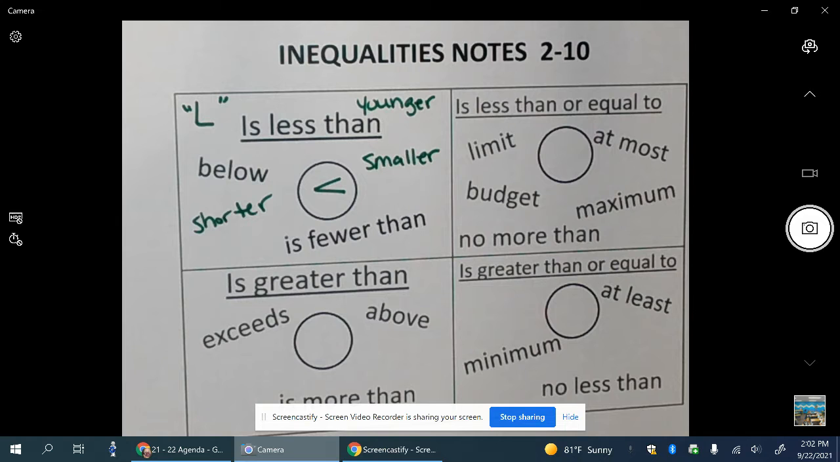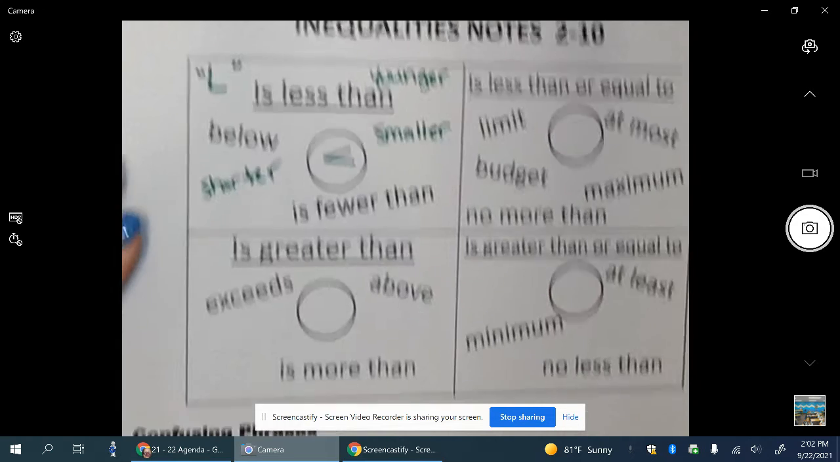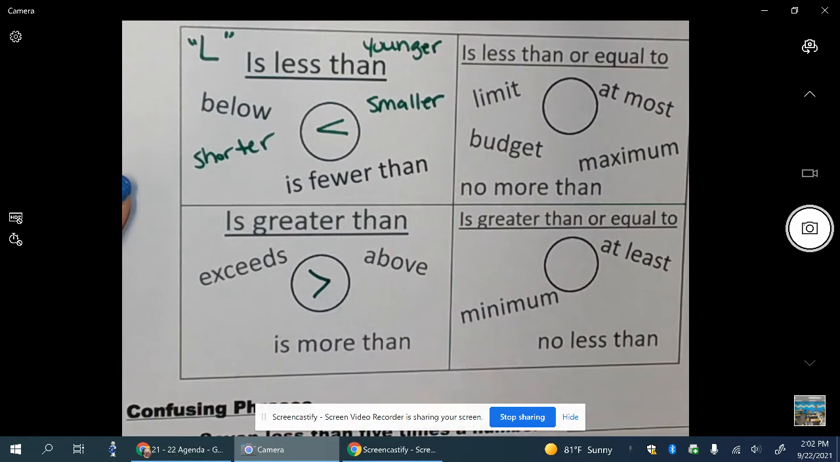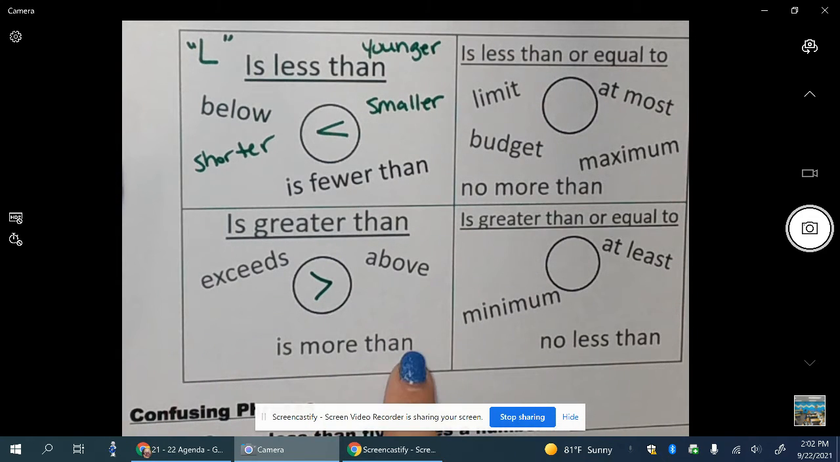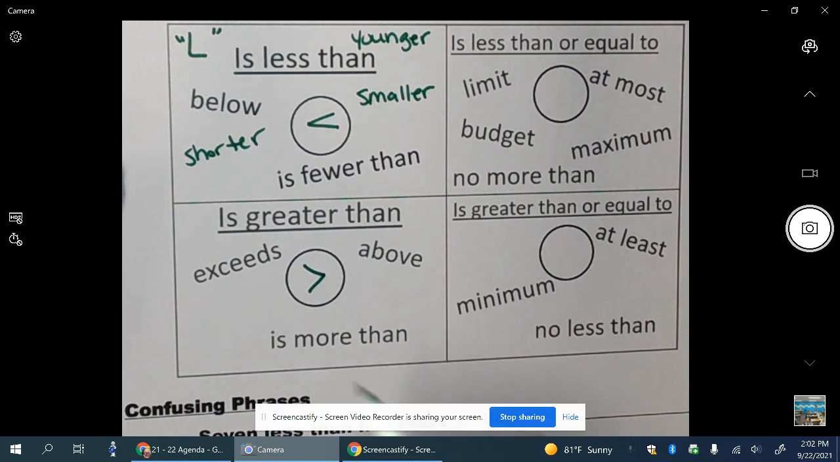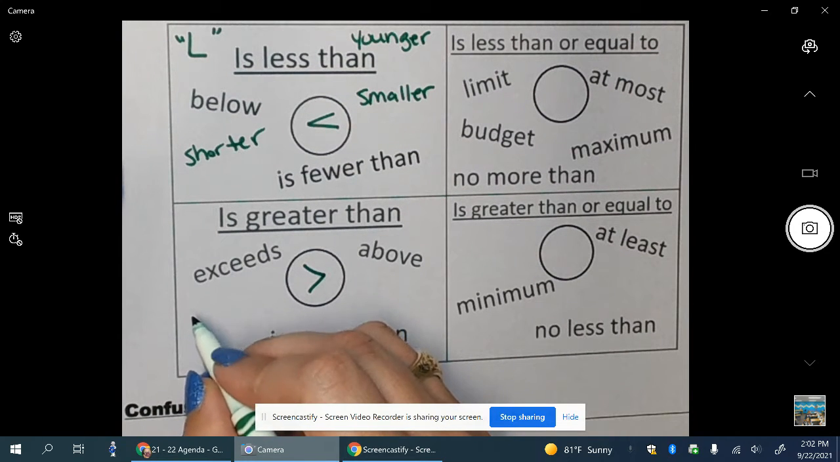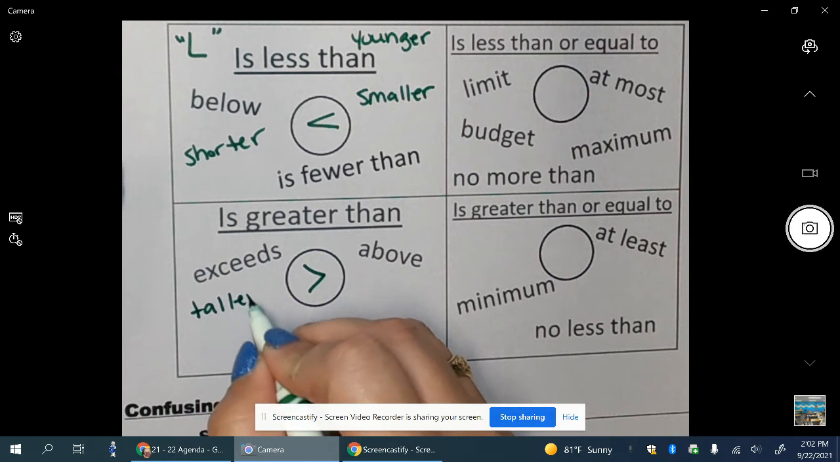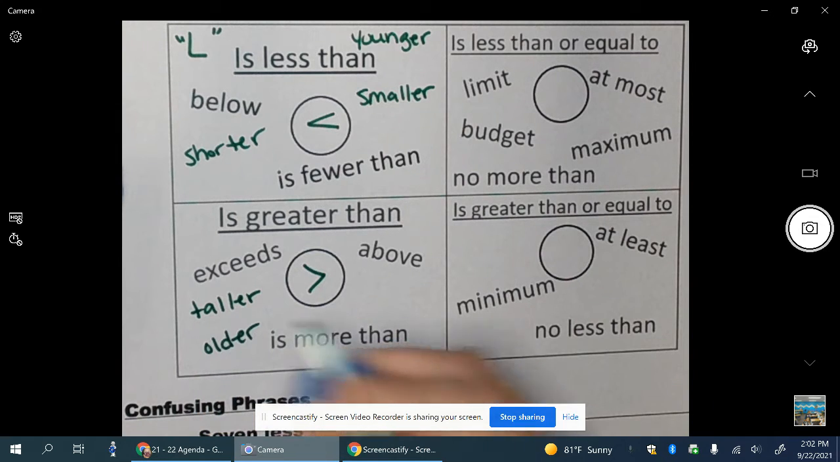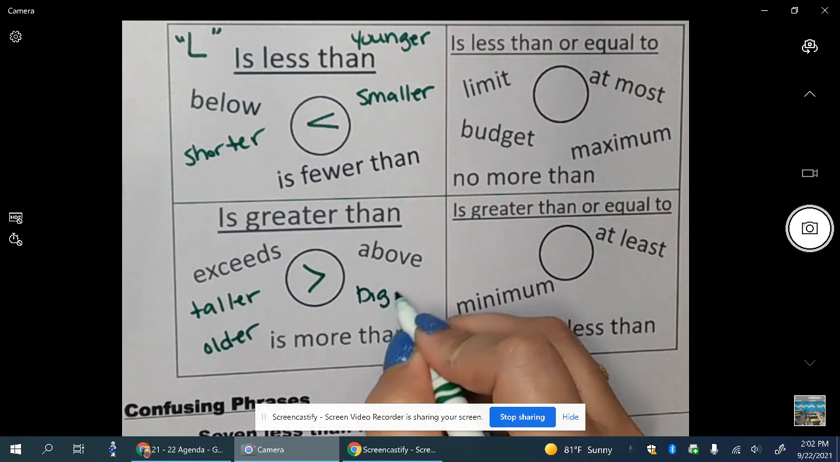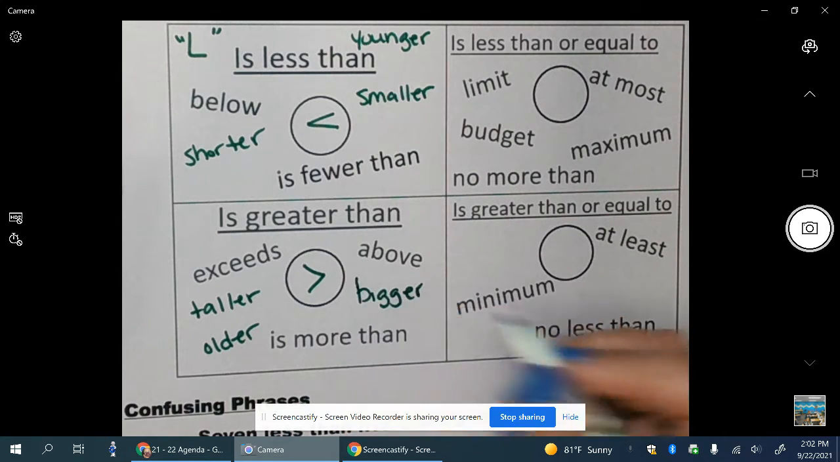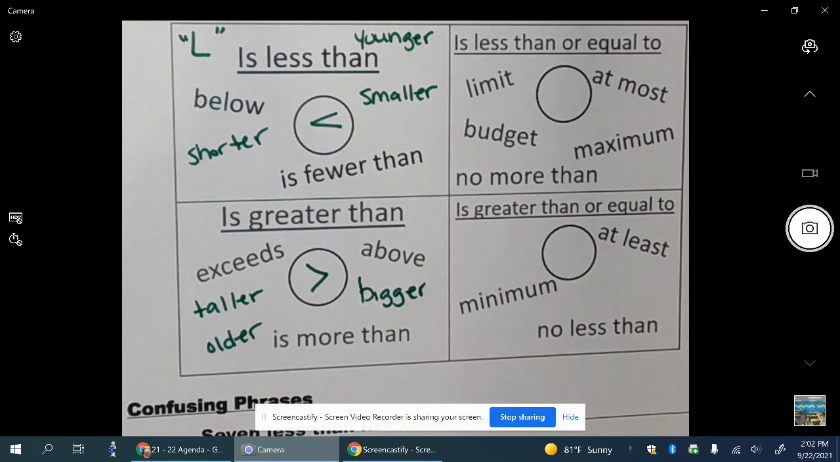Okay, so younger. Now, underneath that, the opposite: greater than. So exceeds, above, more than. What are some other words? Older. Taller. Bigger. Okay, bigger. Good job finding those opposites. Again, there's a million of them. We can't list them all, okay? Those are the easy ones.